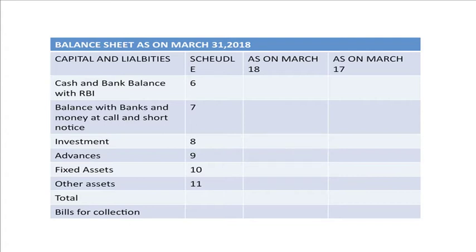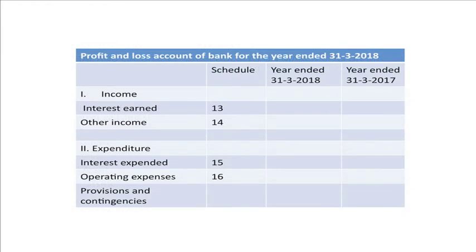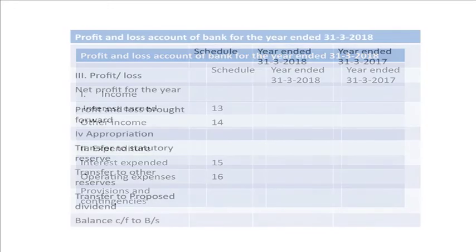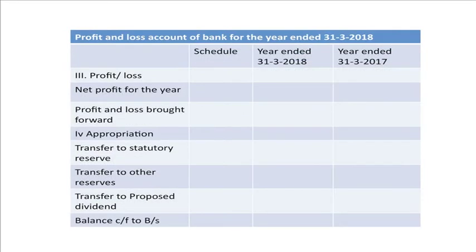This is the format of the balance sheet. The format of the P&L is: incomes, interest earned is schedule 13, other income 14; expenditure, interest expended schedule 15, operating expenses 16. Provisions and contingencies would be reflected on the face of the P&L and a working note will be prepared for it. Then net profit for the year, to which we will add brought forward P&L, that is the previous year's profit. Then appropriations will come: 25% of the current profit would be transferred to statutory reserve, then the balance will be transferred to the balance sheet.